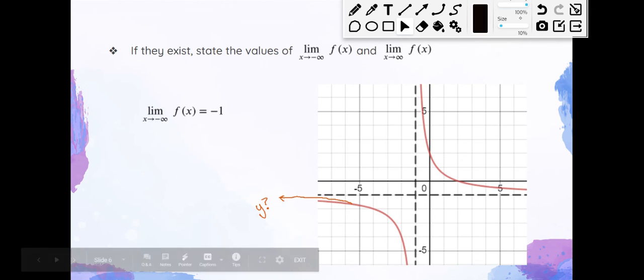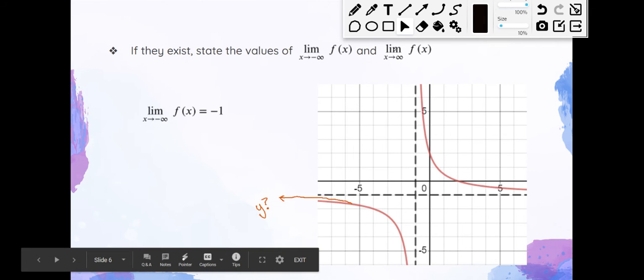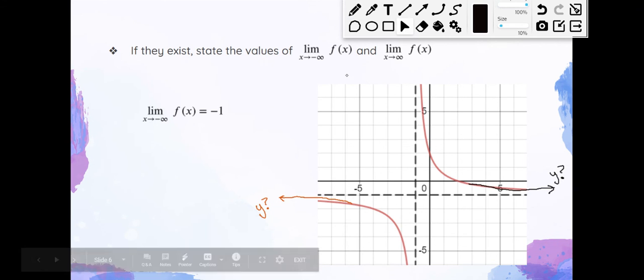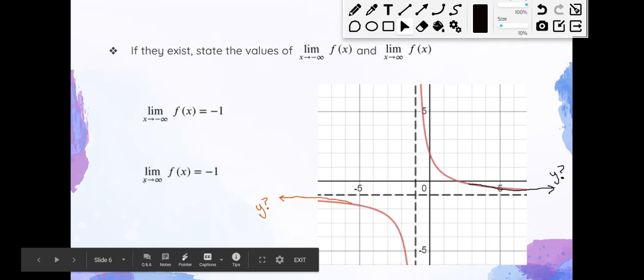If we switch over to the other side of the graph, meaning we want x to get larger, so we're looking at the right-hand side of this graph now. So as my x value gets larger and larger and larger, again, the question we're asking ourselves is, what happens to the y value? Well, we can see that the y value is still approaching this asymptote, just from the other side. So we can say also that the limit as x approaches infinity is -1.